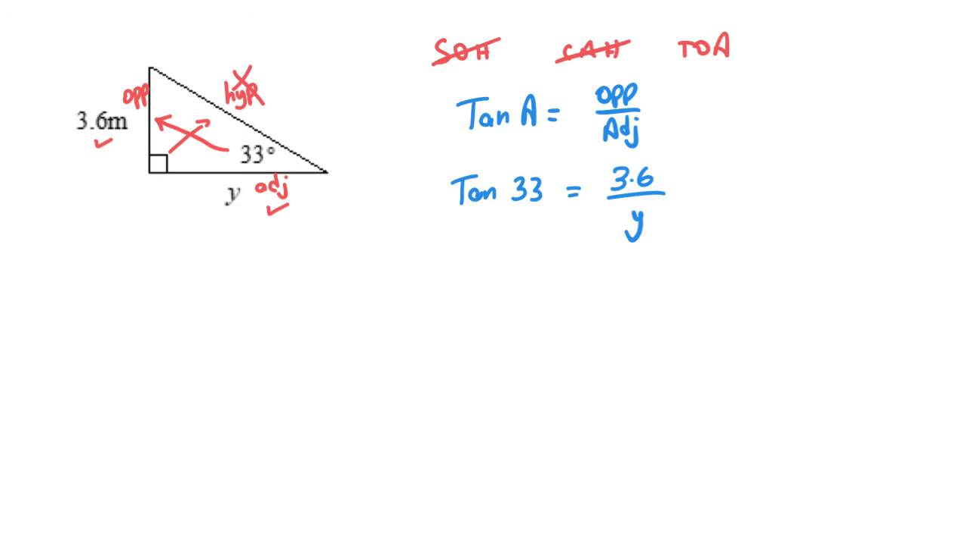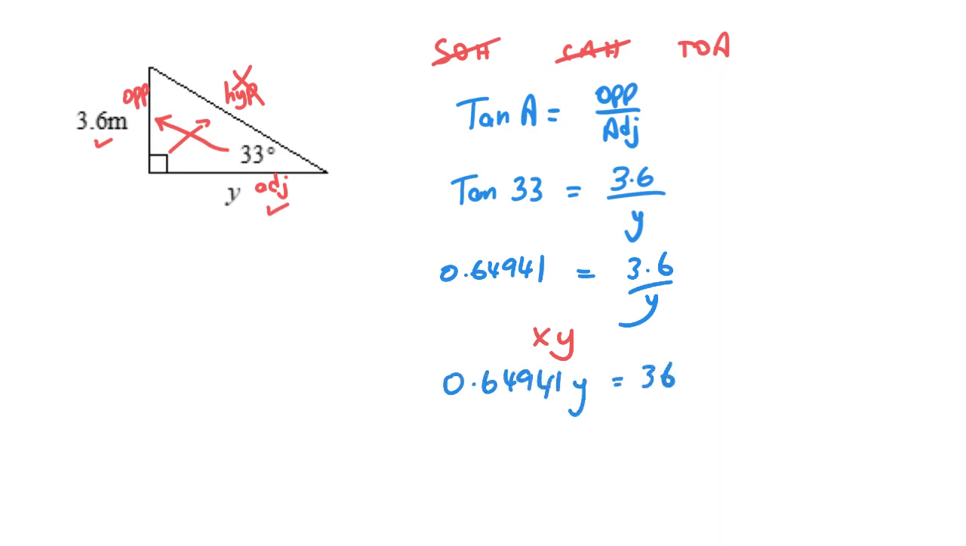So we need to work out tan of 33, and we get 0.64941 equals 3.6 over y. So we multiply up by the denominator, and we get 0.64941y equals 3.6, and then we have to divide by 0.64941, and we get that y is equal to 5.54 meters.